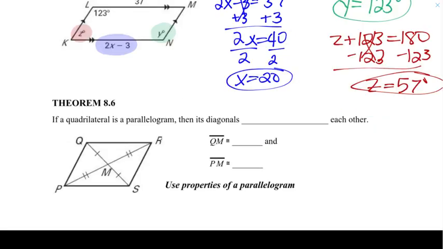All right, and then down here to our next theorem. Theorem 8.6 says that if a quadrilateral is a parallelogram, then its diagonals are going to bisect each other. So in a parallelogram, connecting opposite vertices is going to create a bisector. So point M here basically is going to be the midpoint of both of those diagonals, and then we'll see that QM and MS are going to be congruent to each other. And then PM and MR are going to be congruent to each other.